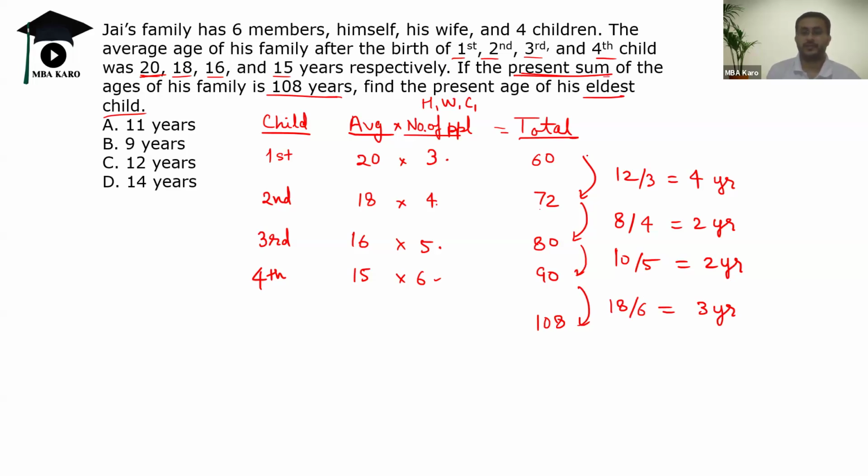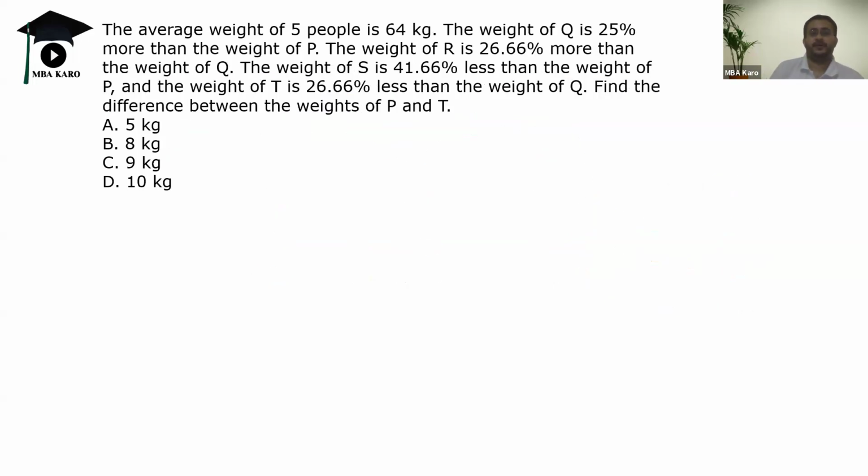So the first child was born here. And after this, 4 plus 2 plus 2 plus 3, a total of 11 years. So the first child is 11 years old. So in this, they could have asked the difference between the ages of people or the age of any of the children. So they asked for the first child, it is 11 years. Okay. All right. Let's see the next one.